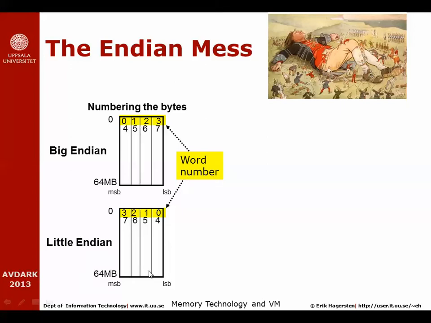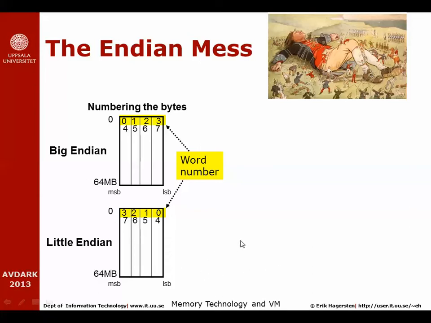While the little endian people say that a word should be numbered starting with the least significant part. So they would enumerate the bytes 0, 1, 2, 3, 4, 5, 6, 7, and so on. So why is this a big deal?